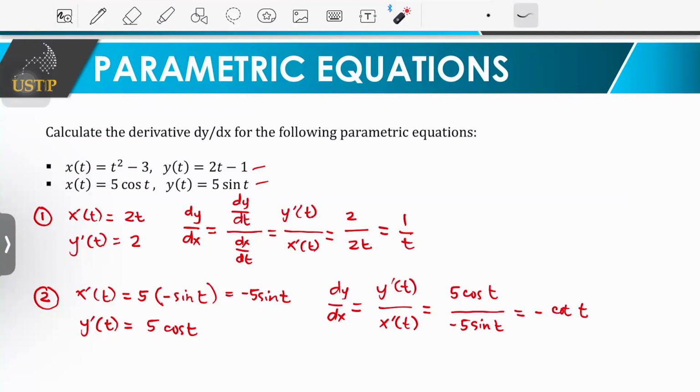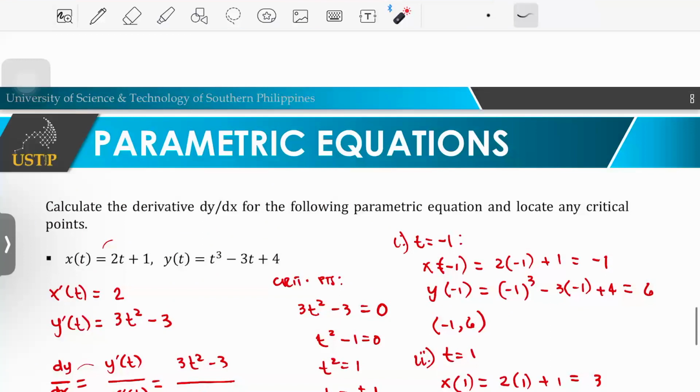Okay. Second one, x equals 5 cos t, y equals 5 sin t. So get x prime and y prime. So x prime will be 5 times negative sin t, that is negative 5 sin t. And then y prime will be 5 cosine t. So divide lang y prime over x prime. The 5 cosine t over negative 5 sine t. Cancel ang 5. Cosine over sine will be cotangent. So easy na siya. Negative cotangent of t. Okay, that's for getting the derivative.